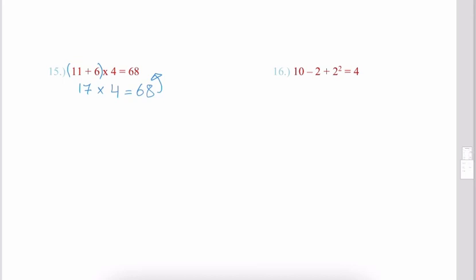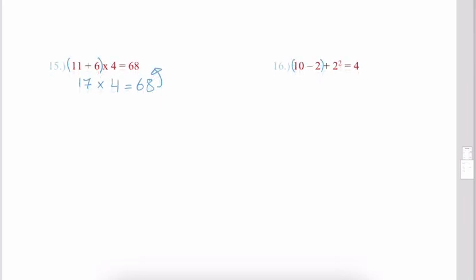Let's try to put the brackets over 10 minus 2. 10 minus 2 is 8 plus 2 power 2. 2 power 2 is 4. So we have 8 plus 4, which is 12, not 4. So we need to start all over again.